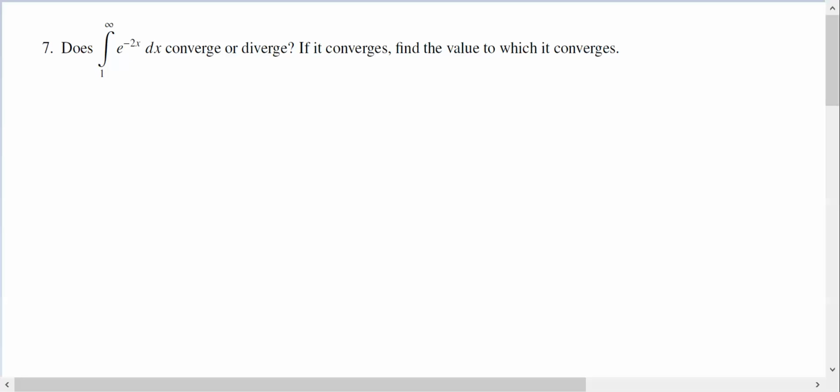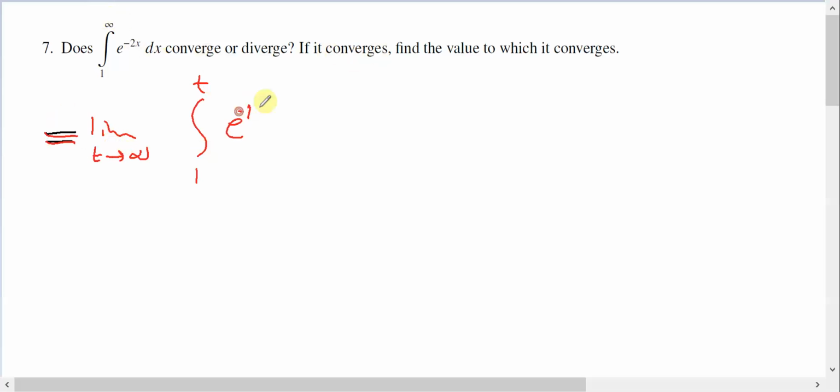Number 7, we've got an improper integral that we're asked to determine whether it converges or diverges. And if it does converge, we find the value to which it's converging. And so remember, the proper way to set this up is to take the limit. So I can't go all out to infinity. That's why it's improper. I can go out to some t. So I'll go from 1 to t, and then I'll let the t go to infinity.